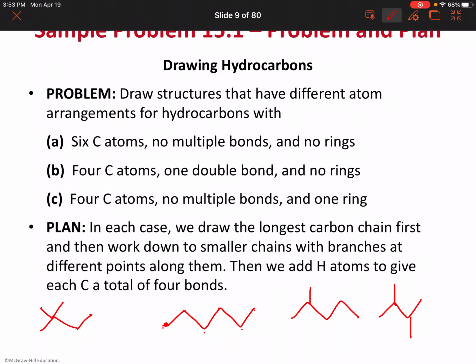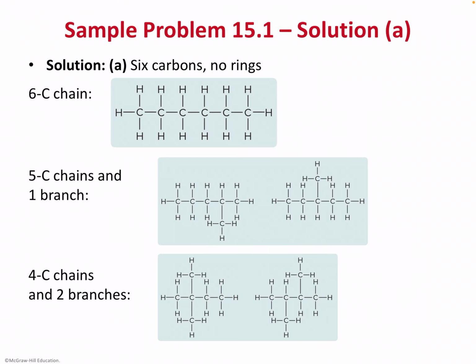So what else can we have? You can have another one like that. Another one. All of these have 6 carbons, no rings. So here, this one you have just a straight chain of carbons.